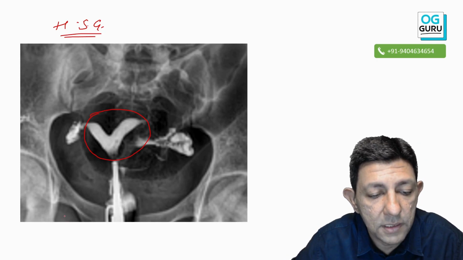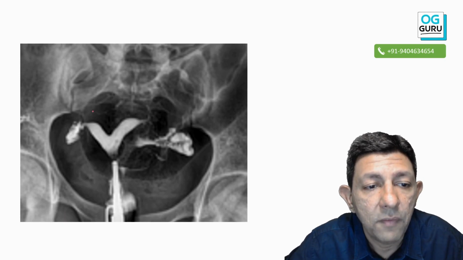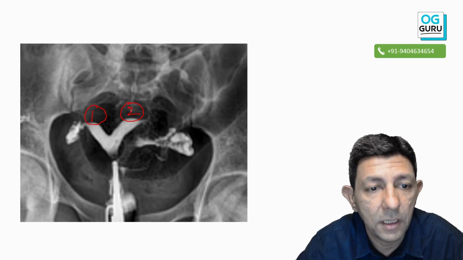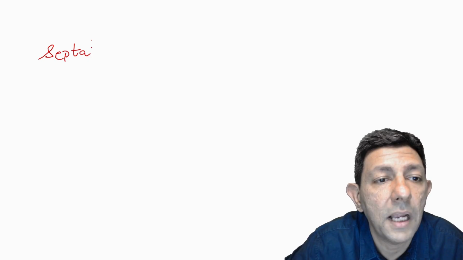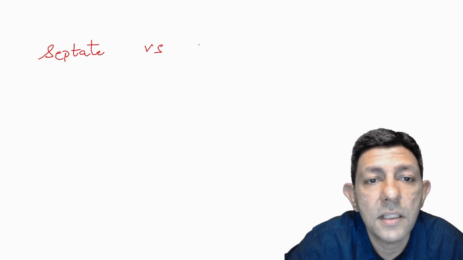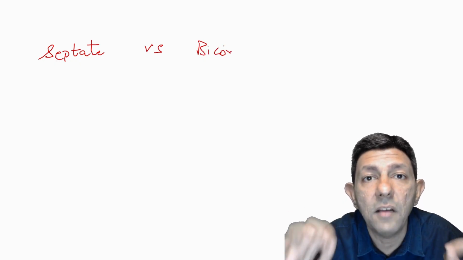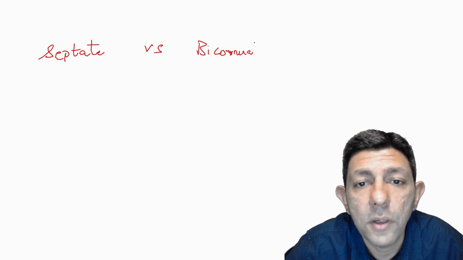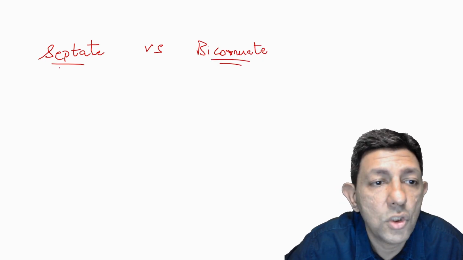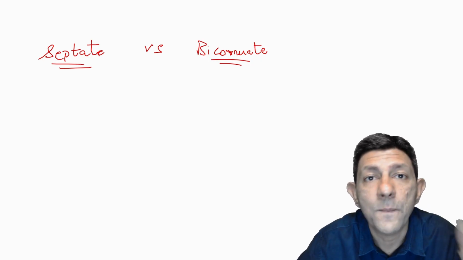Now what is this? Please understand this. Whenever we see two separate things, there's always going to be a confusion. Sir, is it septate or is it bicornuate? Is this understood? Of course, for all these Mullerian anomalies, the confirmatory test is hysterolaparoscopy, but the HSG is not confirmatory. But at least we can get an idea now of what it is.